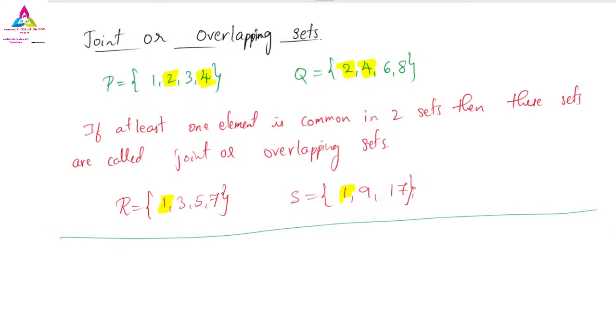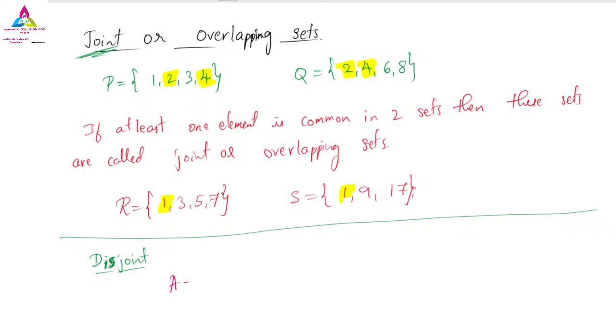Now we are going to have the next part, that is called disjoint. So what is disjoint now? Name again saying joint here and disjoint here. What is disjoint? Disjoint means none of the elements are common.